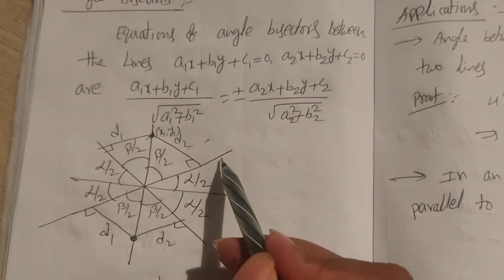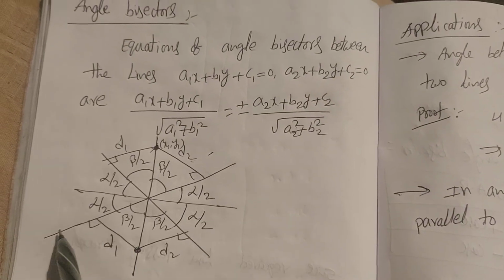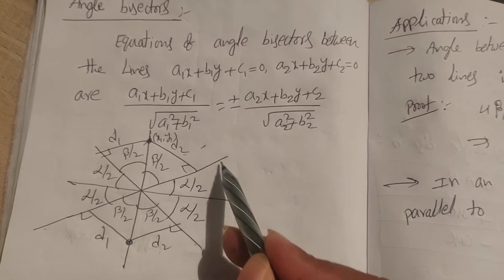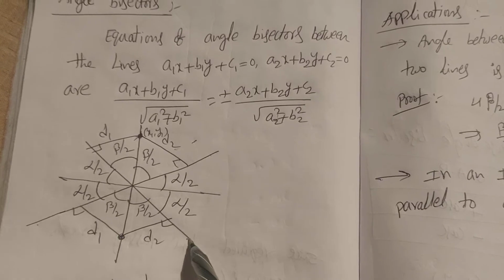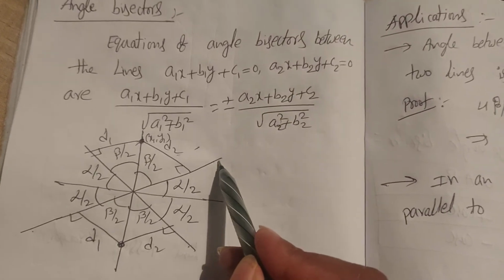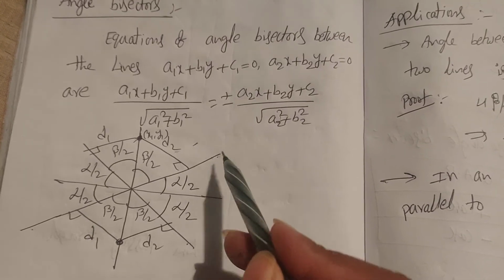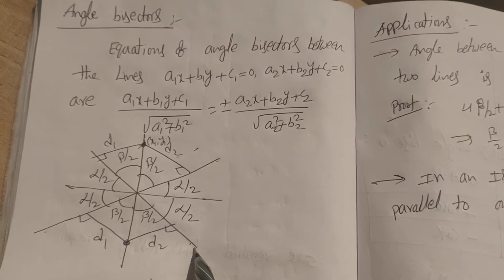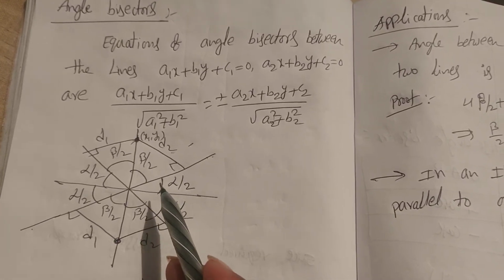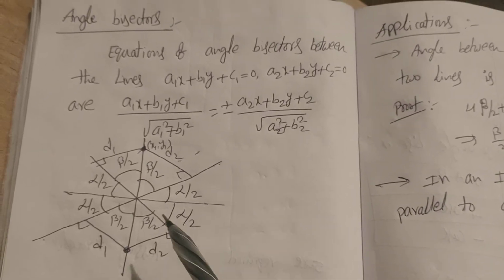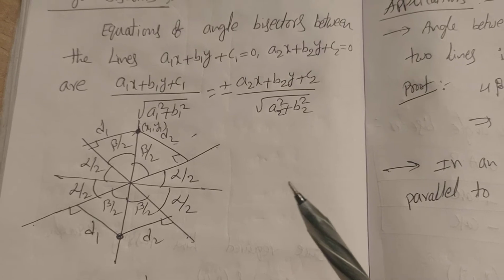See here, let us consider our two lines. This is one line equation, this is one more equation. Let us consider these two are the given two lines. So this is a1x plus b1y plus c1 is equal to 0. This is a2x plus b2y plus c2 is equal to 0. If these two lines intersect, then two angles will be formed. One is an acute angle, another one will be an obtuse angle. We don't know exactly where the acute angle is and where the obtuse angle is.